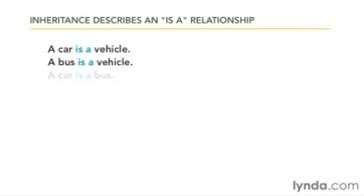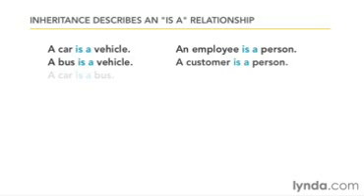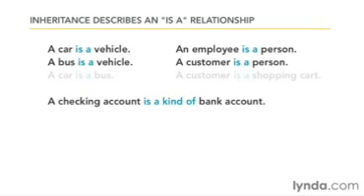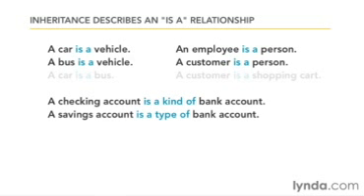You would say something like, an employee is a person, or a customer is a person. Those make sense, but a customer is a shopping cart does not. Instead of just is a, you could say is a kind of or is a type of, but it's the same thing. So a checking account is a kind of bank account. A savings account is a type of bank account. We naturally understand these ideas. We can talk like that. We know what makes sense and what doesn't.